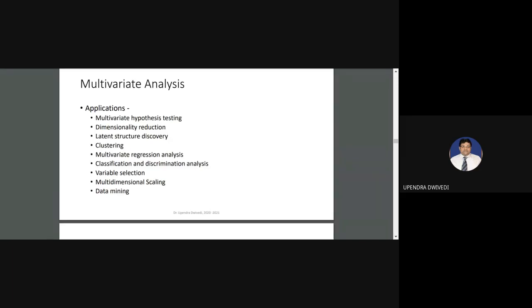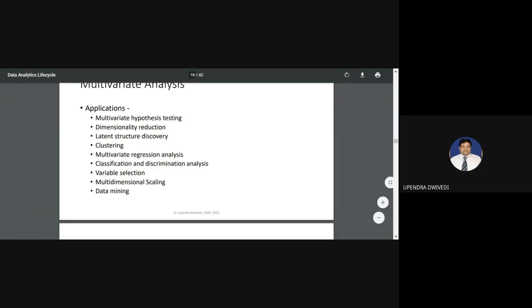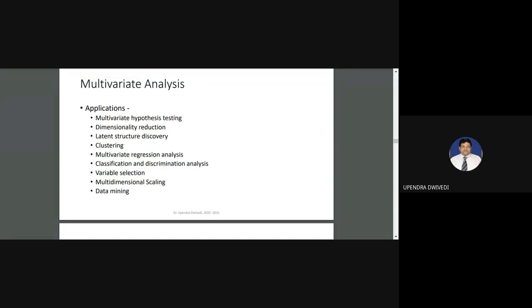Dimensionality reduction. So suppose we are having an n-dimensional problem. Now it is very hard to compute that problem, so we can reduce the dimension of those problems from n dimensions to a lesser dimensional space. That is also multivariate analysis. Latent structure discovery. Suppose we have a data set and inside the data set we are trying to find out the hidden structure, hidden patterns. We can use multivariate analysis.